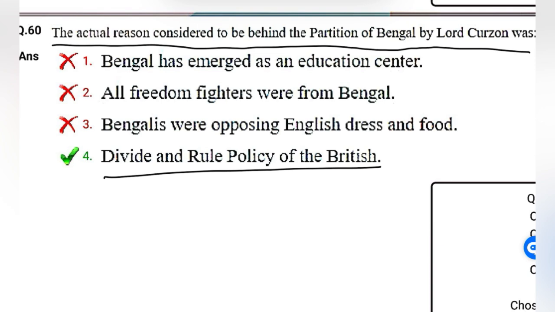The actual reason considered to be behind the partition of Bengal by Lord Curzon was the divide and rule policy of the British.